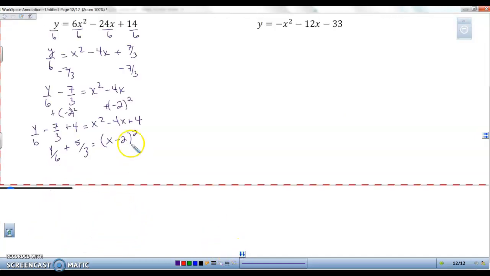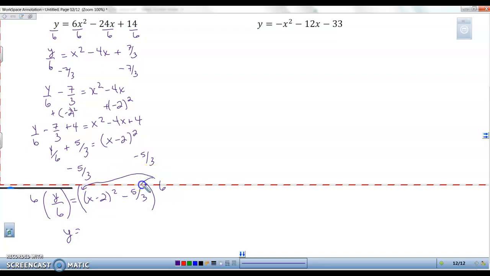I go down a little bit here. All right, then we have to move the 5/3 back to the other side. Y over 6 is equal to (x minus 2) quantity squared minus 5/3. All right, and then we have to remultiply by 6 on both sides. So this cancels out, leaving just y. The 6 distributes to the front and to this.